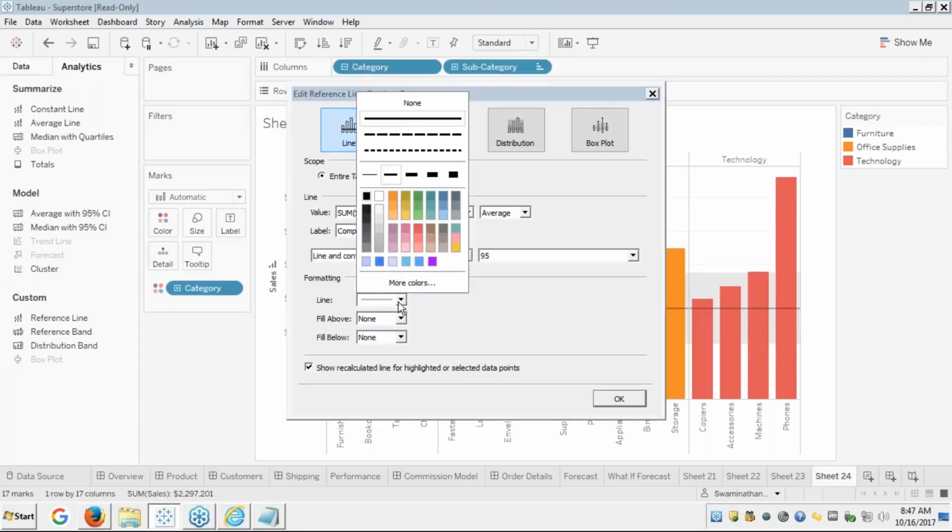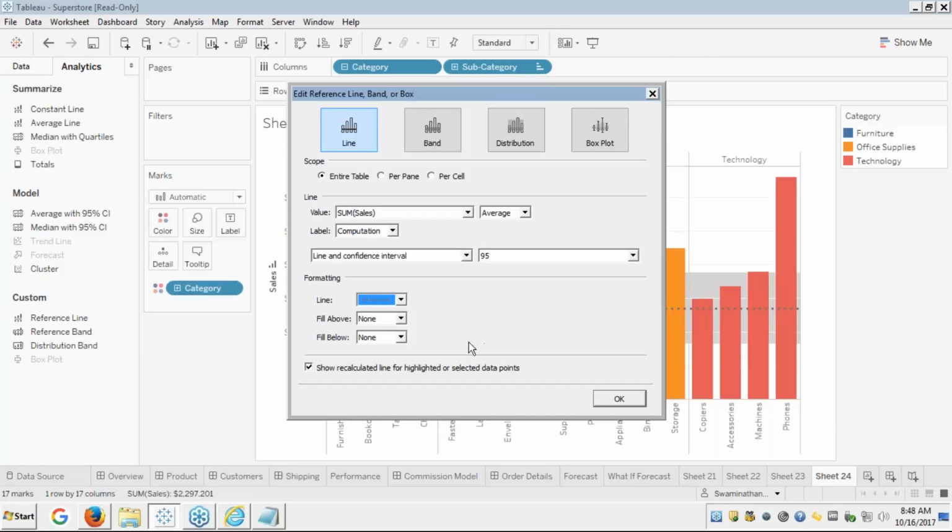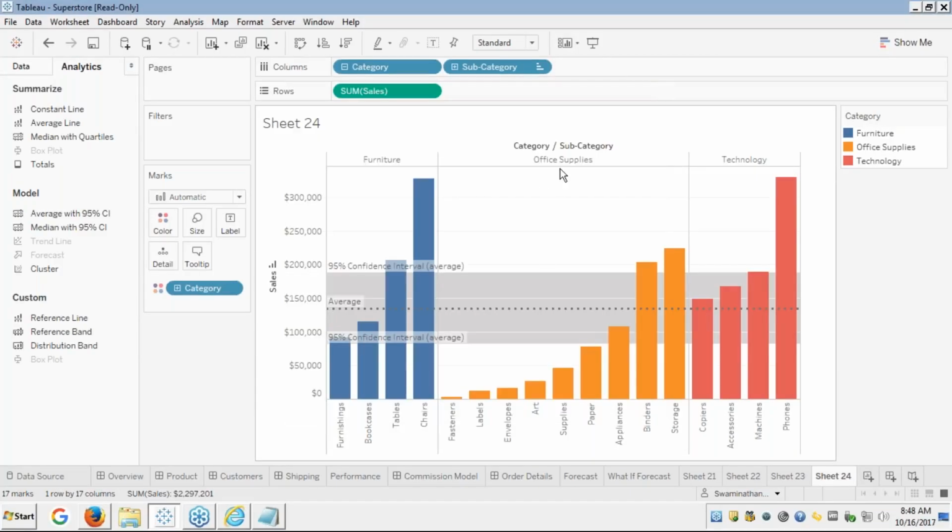I wanted a line only, but I wanted a dotted line, so I am choosing a dotted line. And how thick do I need that line? I need it at least this thick, so I am choosing that thickness. I want the line to be in a different color, so I am choosing something different than the usual line I used to have. And I'm clicking on OK here, friends.